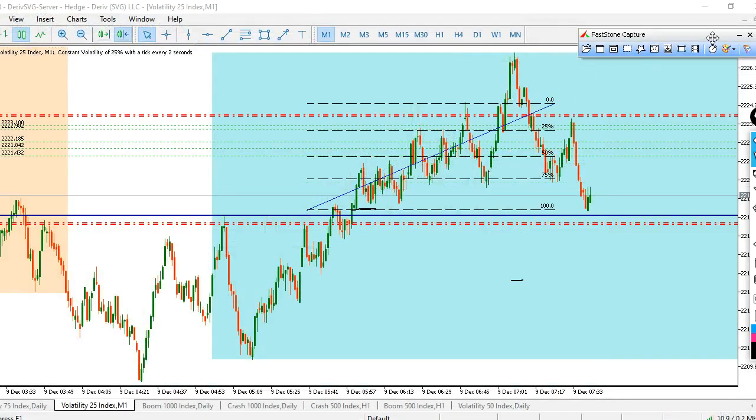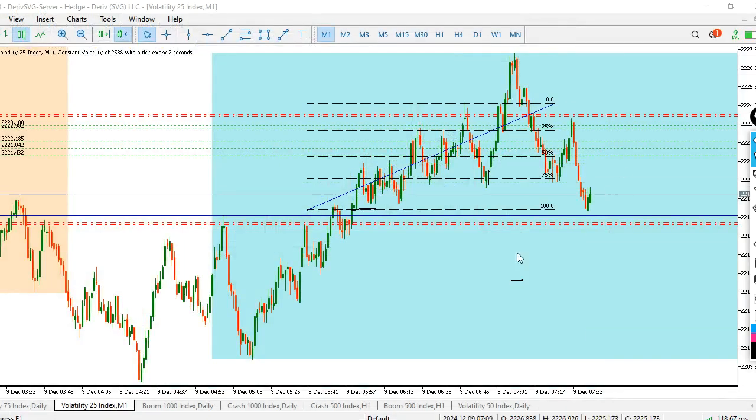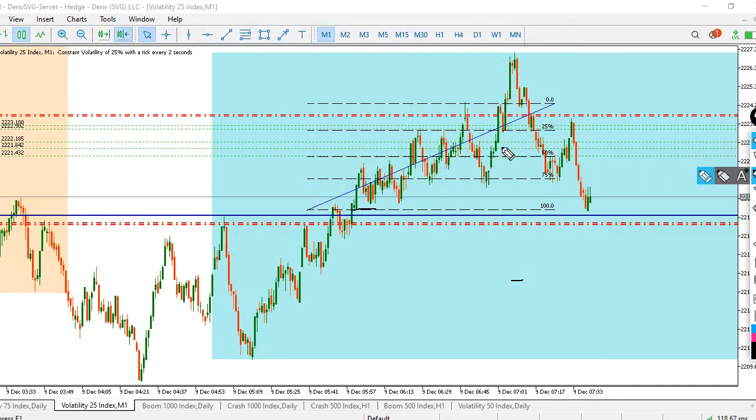So that's the CRT in action. We've gotten the manipulation. This is the manipulation on the 1 minute time frame. See, this is the close of the other one here. So we have this manipulation to the upside. This is my midnight open price.